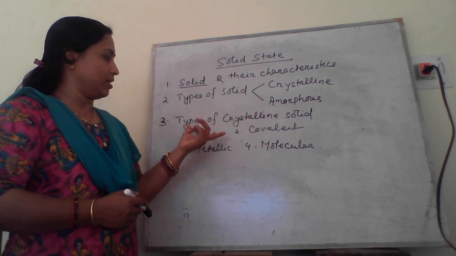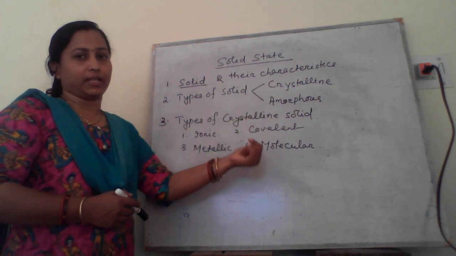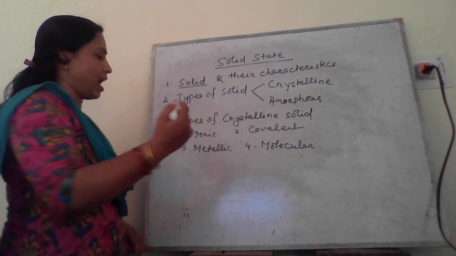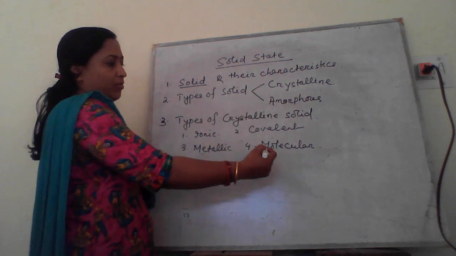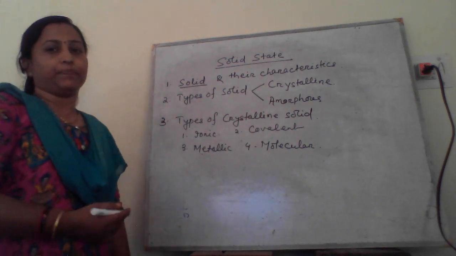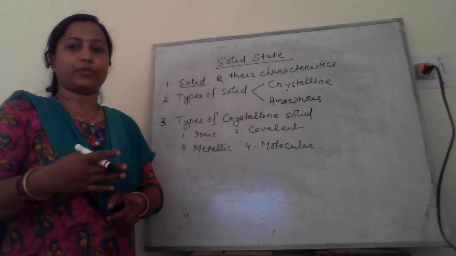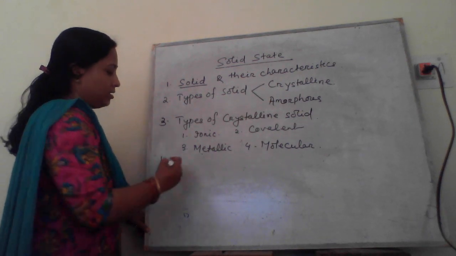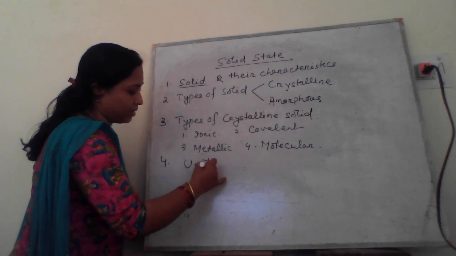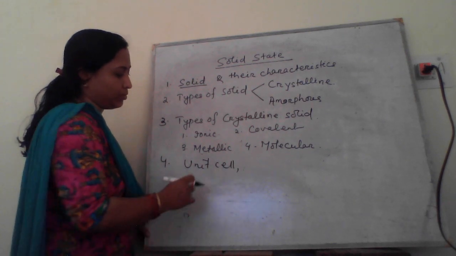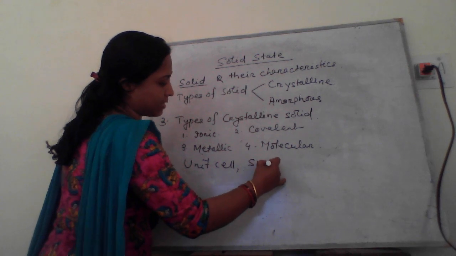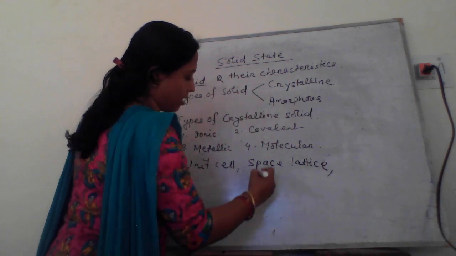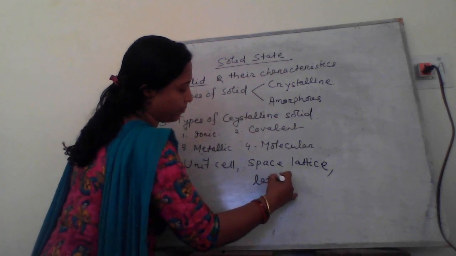In crystalline solids there are four types of crystalline solids. One is ionic solid, second is molecular solid, third one is metallic solid, fourth one is covalent solid, and their characteristics with few examples. Then we just covered the unit cell. We define unit cell, space lattice or crystal lattice and lattice point.